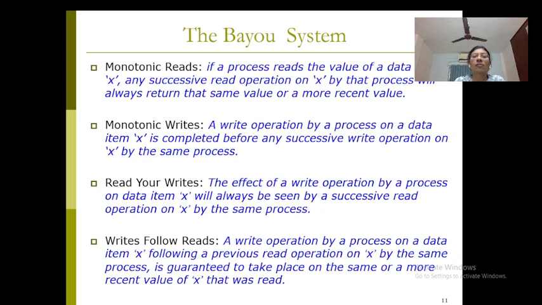The Bayou system. First one is monotonic reads. If a process reads the value of a data item X, any successive read operation on X by that process will always return that same value or a more recent value. Monotonic writes. A write operation by a process on a data item X is completed before any successive write operation on X by the same process. Read your writes. The effect of a write operation by a process on a data item X will always be seen by a successive read operation on X by the same process.